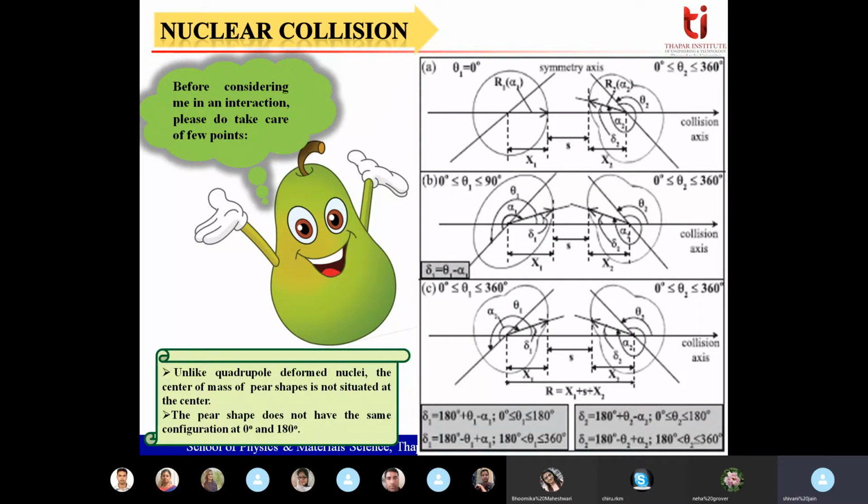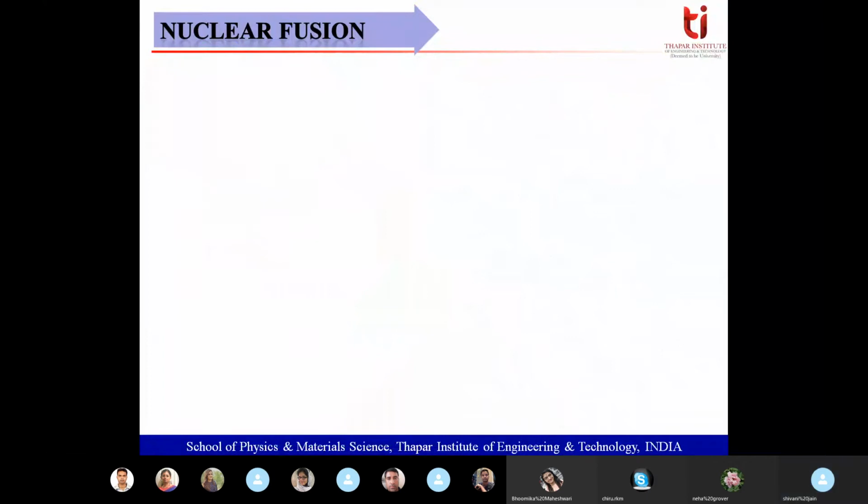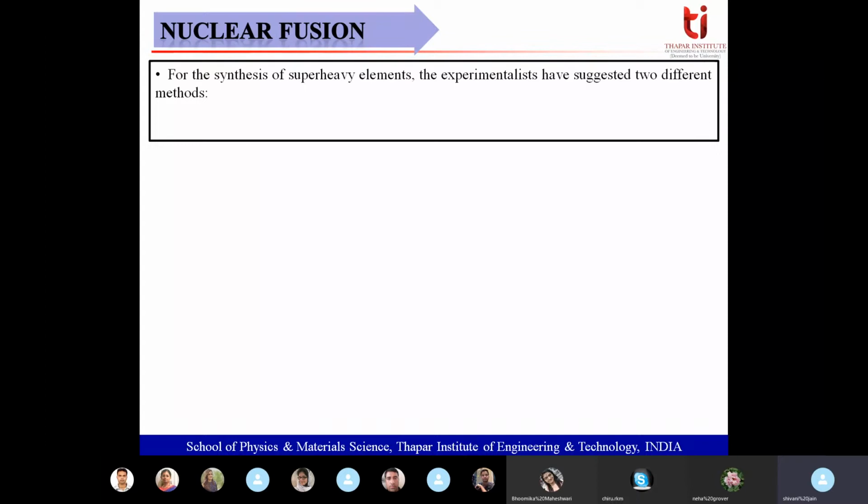So till now I have discussed the nuclear collision process involving deformed nuclei up to beta 3. Now, to understand their significance in nuclear fusion dynamics, many authors have observed that deformation and orientation are important in the synthesis of superheavy elements. So many experimentalists have suggested two different kinds of methods. The first is called the hot fusion process, or you can say 48 calcium induced reactions.